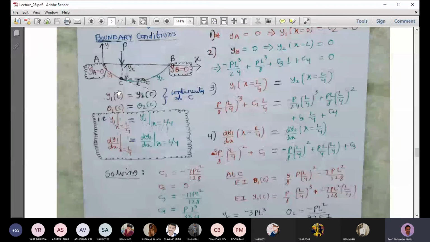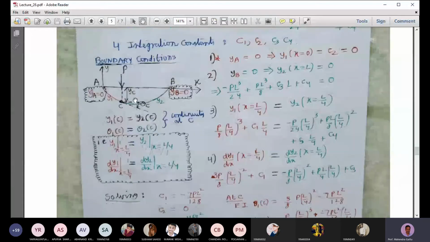Both the continuity of the displacement and the slope is preserved at point C. So we'll get two conditions there, and with those two conditions we can find our c3, c4, and we can get those two equations and solve for those unknowns. So let's apply the displacement continuity at C.